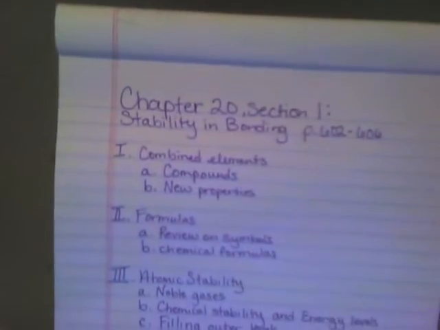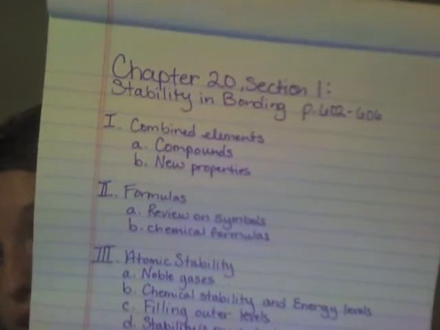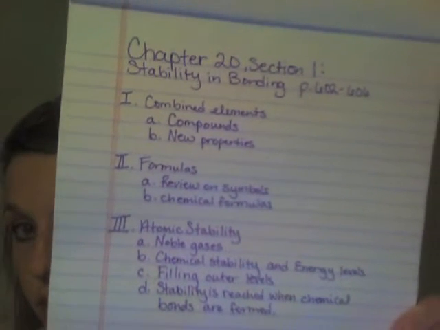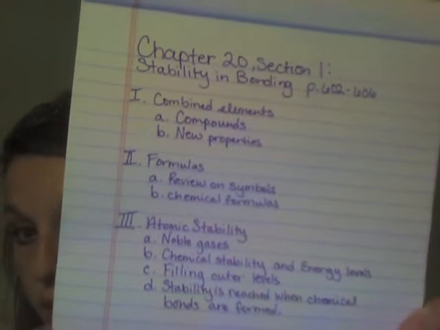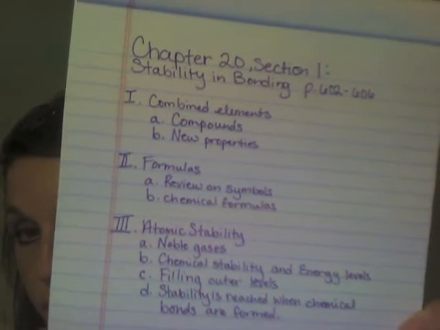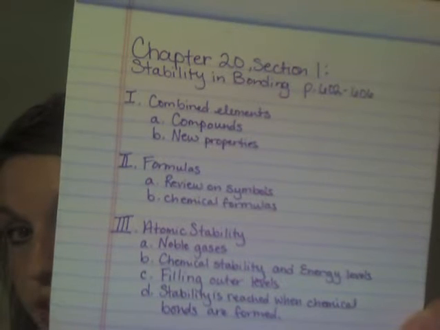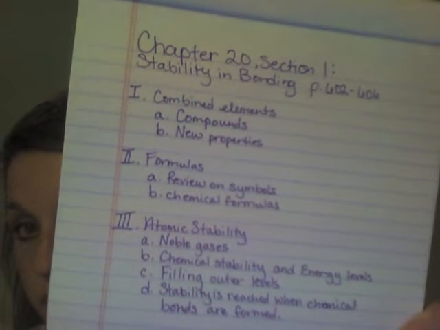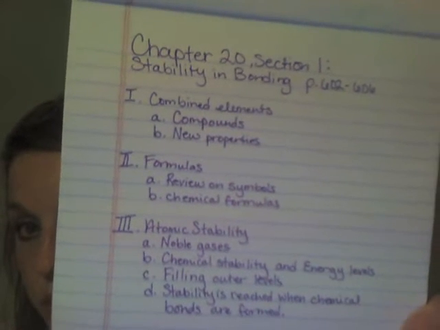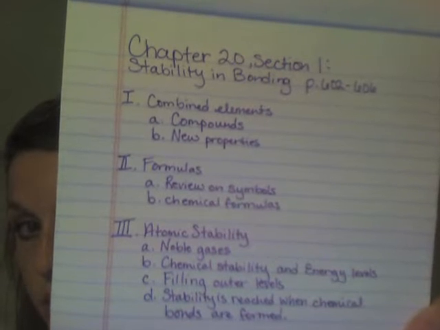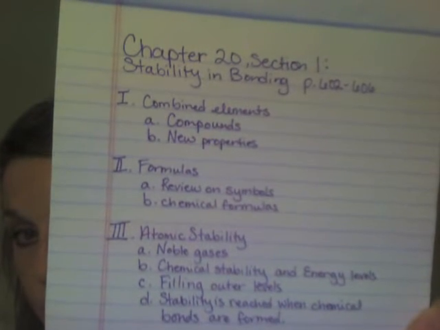So I'm going to have you guys go on ahead and create an outline for Chapter 20, Section 1, and I want it labeled about like this. You can pause the video if you're watching this at home, to write these things down. But we are learning about Chapter 20, Section 1, Stability and Bonding. You can find this information on pages 602 through 606 in your book. And your outline should look something like this.